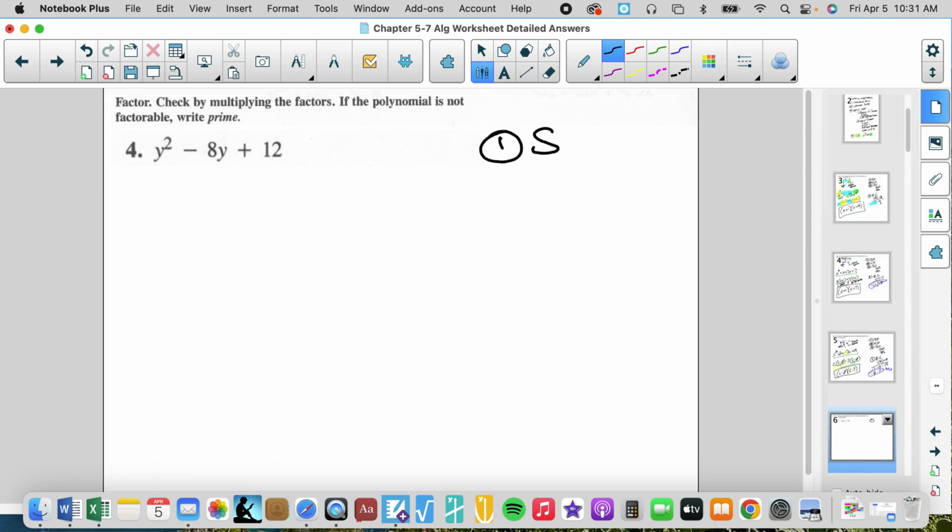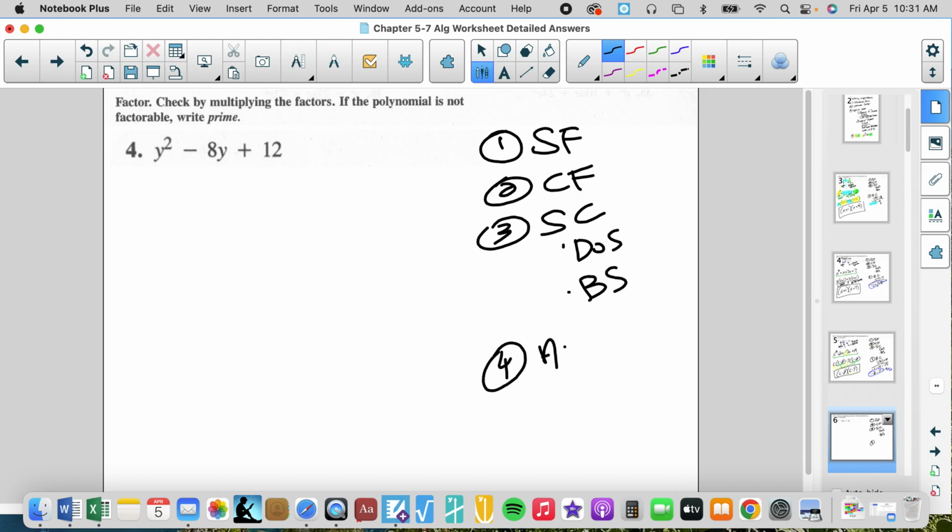Number 1, standard form, yes. Common factor, no. There's no common factor. There's no common coefficient. There's no common variable amongst the three. So that's what common factor means. 3 is special case. No, it's not difference of squares. No, it's not a binomial square. 12 is not a perfect square.